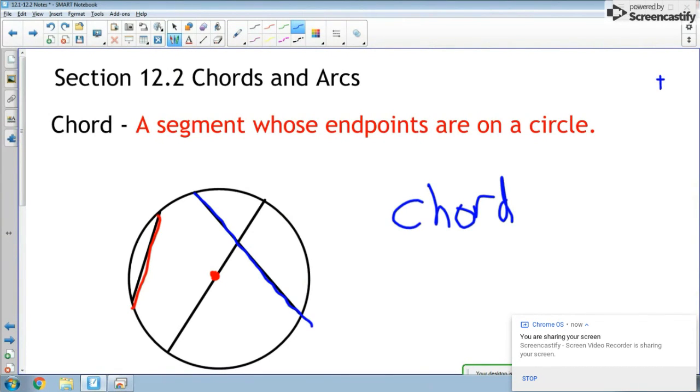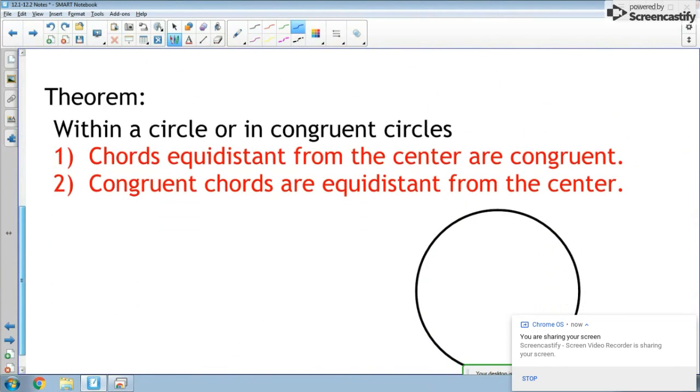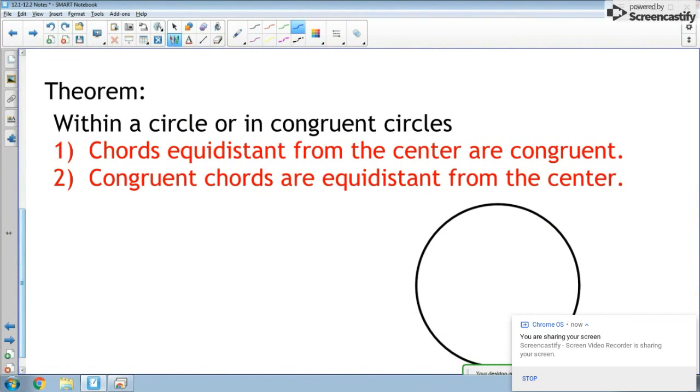And another way of looking at that, a chord is also called a secant line. So it's a secant line when it cuts through twice, okay, and a tangent only cuts through once. So a chord is a segment whose endpoints are on a circle. First bit of vocab. Pause the video if you need to write this down.